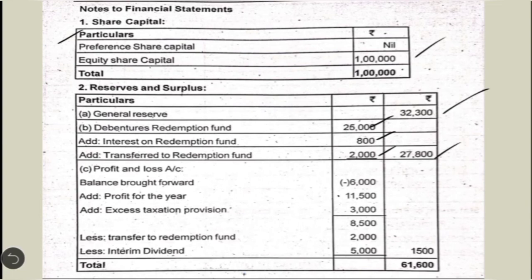For that we have to add the profit for the current year 11,500. Then do add the taxation, excess taxation provision created during the last year 3,000. So when you adjust that, you will have 8,500. So this is the total profit available for appropriation. From this we are going to deduct two items. First one is interim dividend amounting to 5,000. The other one is transfer to debenture redemption fund. So ultimately we have balance of 1,500 from the profit and loss account. So when you take the total, it comes to 61,600. Okay, so this is the note number 2, total of note number 2.